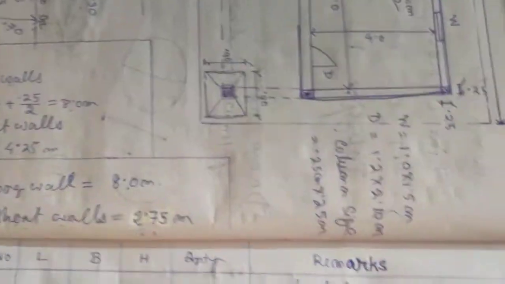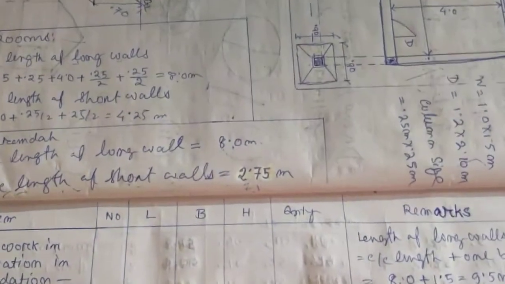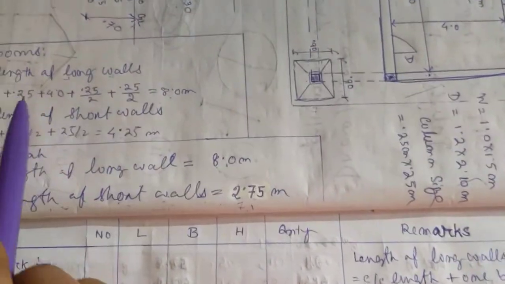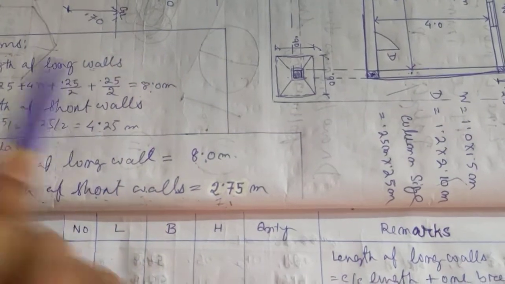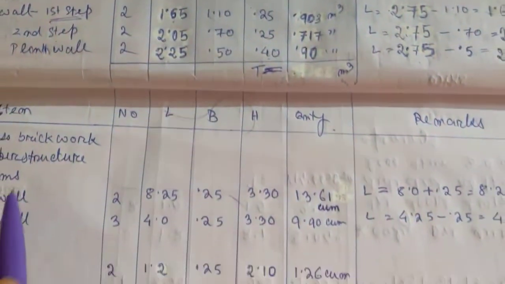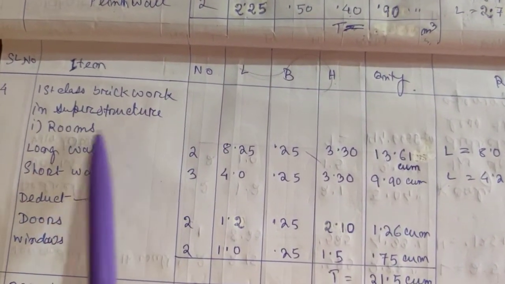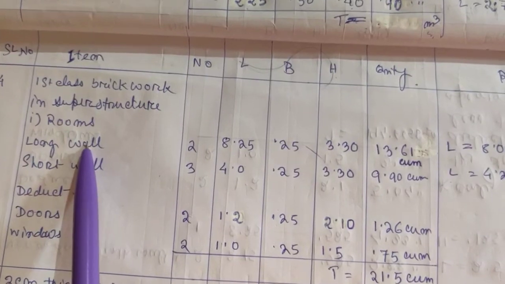Rooms, long wall. Let us move to the drawing again. I have already told you there are two long walls for the rooms. And center to center length of the long wall for the rooms is 8 meter. So how to find out the length for first class brickwork in superstructure for the rooms and long walls?